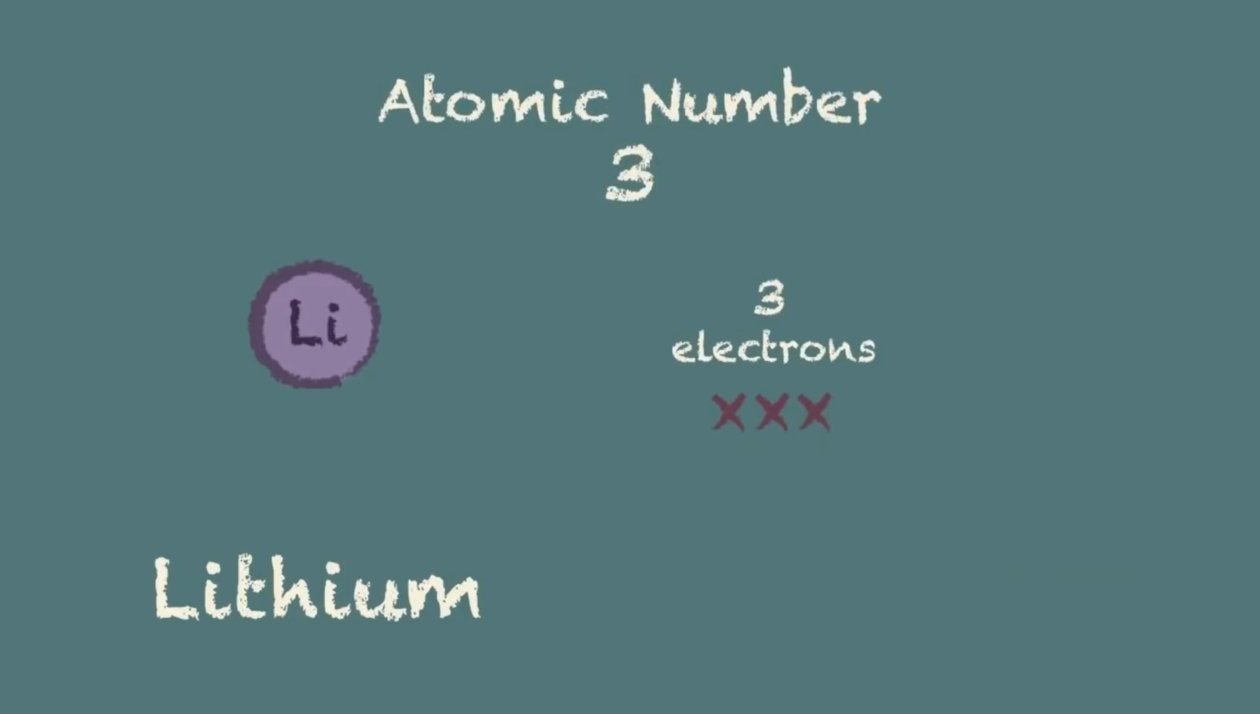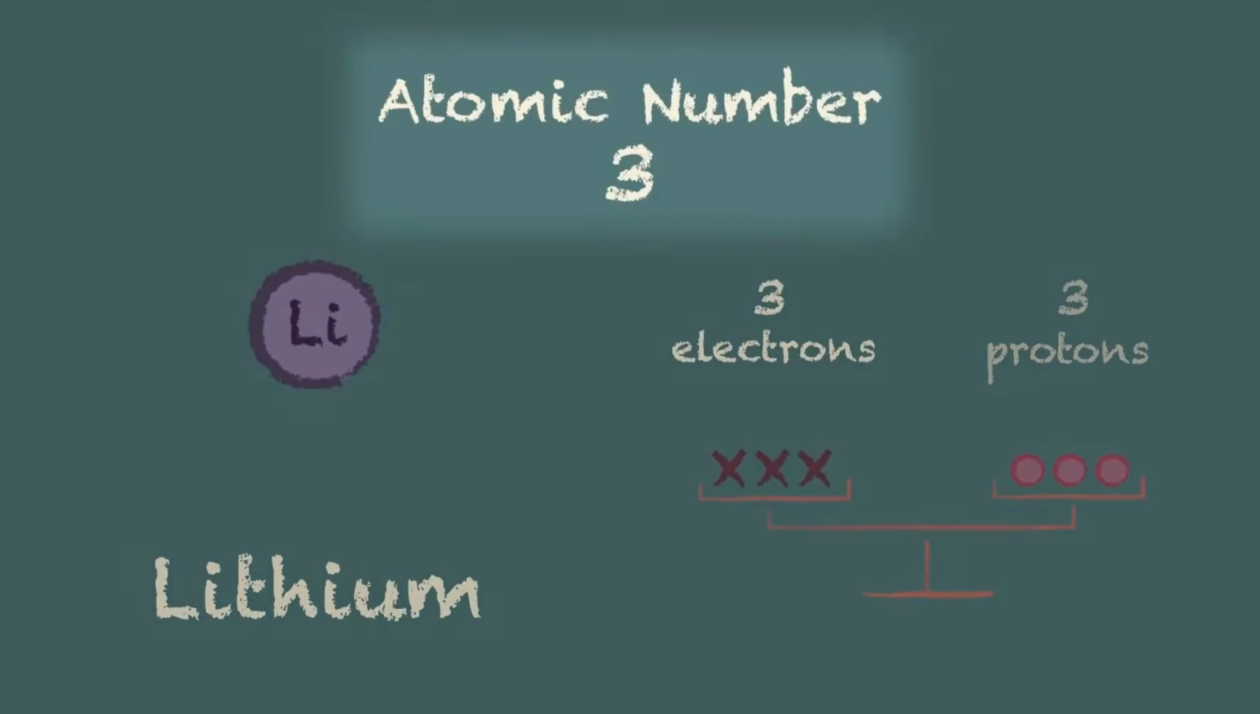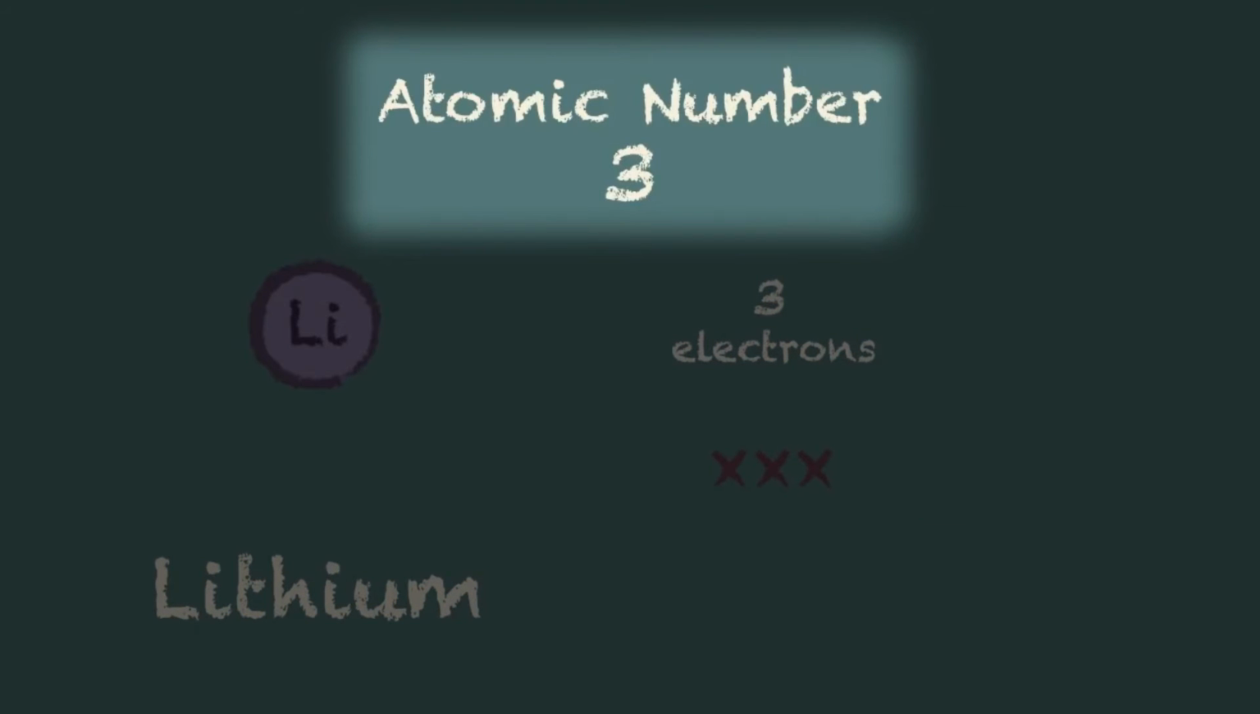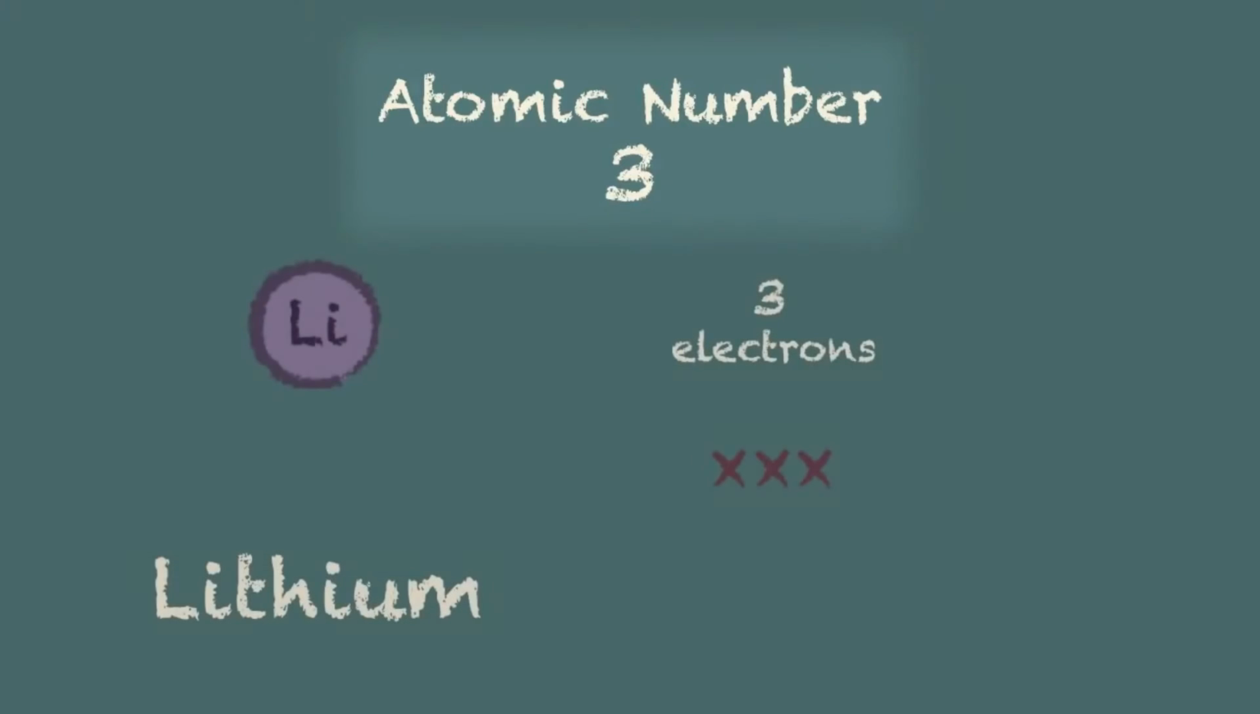If we take a lithium atom as an example, the atomic number 3 tells us that it has a total of 3 electrons, so as to balance the positive charge of 3 protons inside its nucleus. Do remember that the atomic number tells us the total number of electrons in a neutral atom.